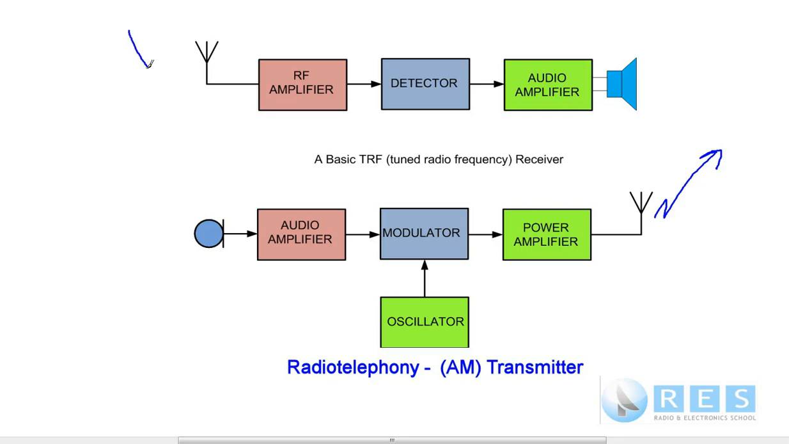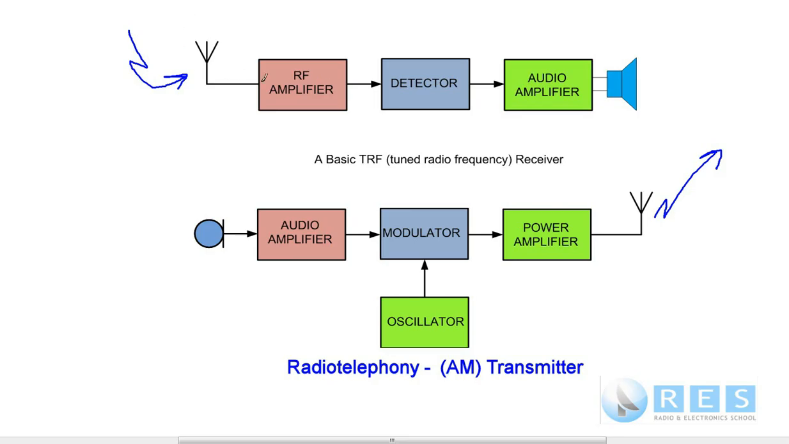Now we receive it. Because the signal is very weak, we need to amplify the RF signal with an RF amplifier. The stage that does the opposite of the modulator in the receiver is called the detector. What the detector, or demodulator if you like, does is remove from the radio frequency signal the audio that went into the microphone of the transmitter.